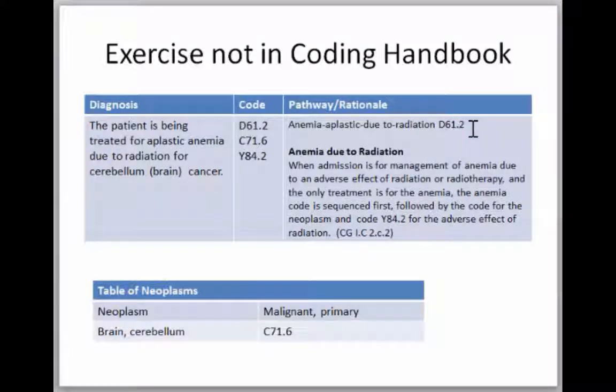We have the aplastic anemia due to radiation, which has a very specific code, and we know from our guideline exactly how to code this. When admission is for management of anemia due to the radiation and the only treatment is for the anemia, the anemia is sequenced first, followed by the code for the neoplasm and code Y84.2 for the adverse effect. Y84.2 is what's called an external cause code.